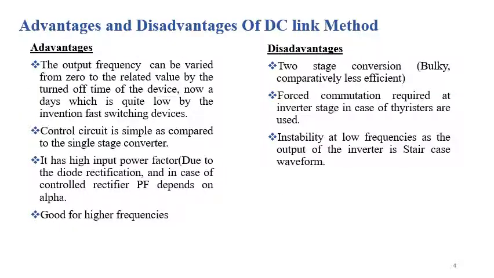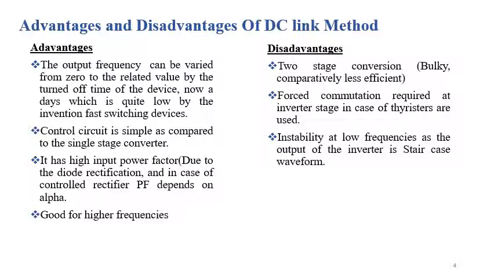There are a few advantages and disadvantages of the DC link method. Advantages are: the output frequency can be varied from 0 to the rated value, limited by the turn-off time of the device, which nowadays is quite low due to the invention of fast switching devices. The control circuitry is very simple as compared to the single stage conversion method. It has a high input power factor, as the power factor depends on alpha when we are using the controlled rectifier. It is good for high frequency applications.